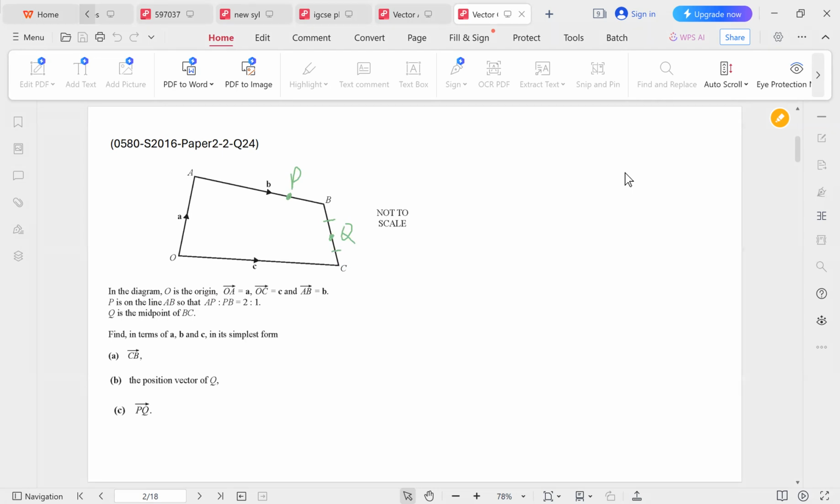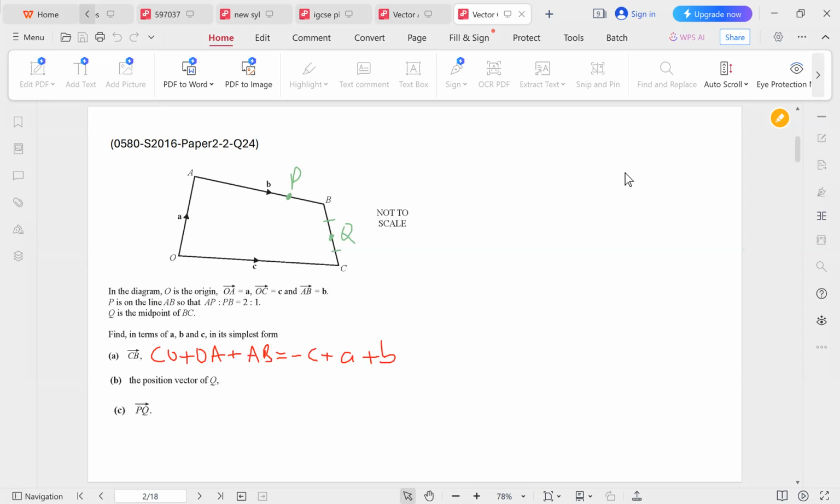So CB is very straightforward. You go from C to B. So CO plus OA plus AB, which would be negative C plus A plus B.